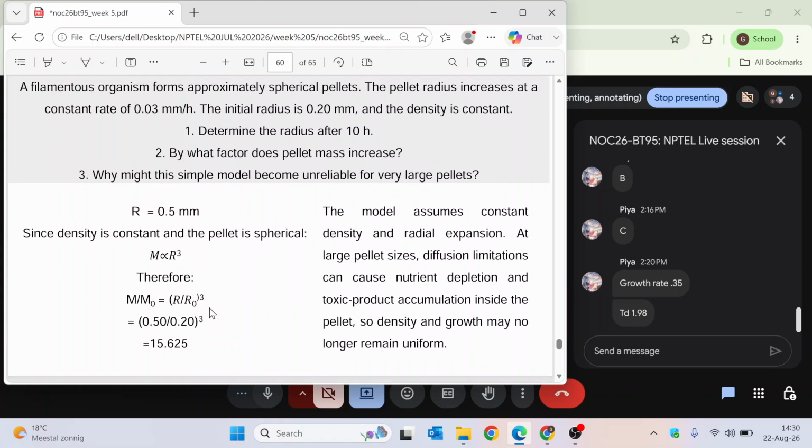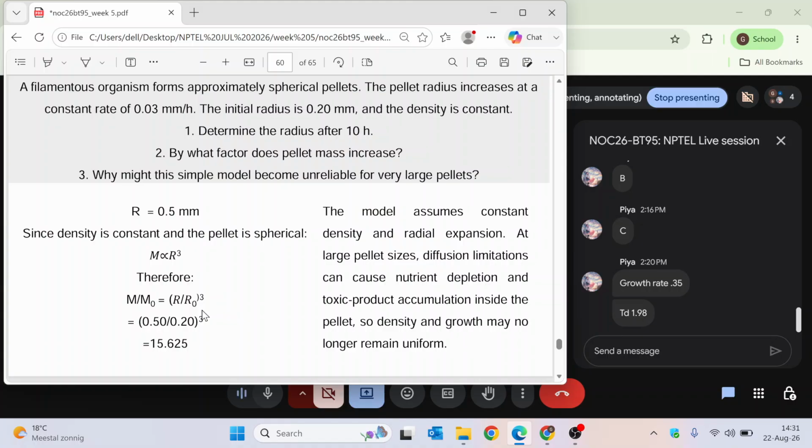By what factor does the pellet mass increase? Since the density is constant and the pellet is spherical, mass is directly proportional to the radius cubed. So when you take the fraction of mass final by mass initial, it's going to be radius final by radius initial, the whole cube. So you have the radius data. Divide 0.5 by 0.2, the whole cube. The mass increase is going to be by a factor of 15.625.